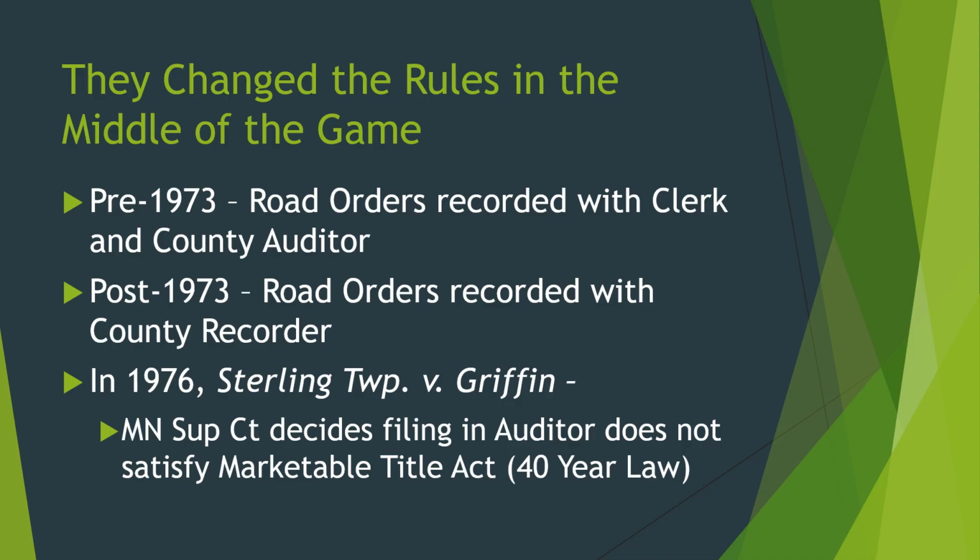They said something called the Marketable Title Act, or the 40-year law, made the town lose its possession, or made the town lose its interest in that road. And we'll talk about that law more soon. But the effect was that the court agreed with the landowners and said, well, because it wasn't in the recorder's office, it's not a recorded road, meaning for the Marketable Title Act, the town would have to keep doing something to show possession, and if they didn't, over a 40-year time, then they would lose that road.